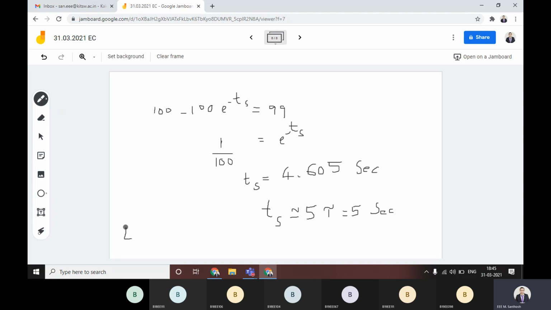If they asked energy stored in the inductor, what is the energy stored value? Can anyone tell us the value of energy stored? You calculate the value and tell me. That is the expression, that's okay, but how to get that value? You calculate there and tell me in joules.